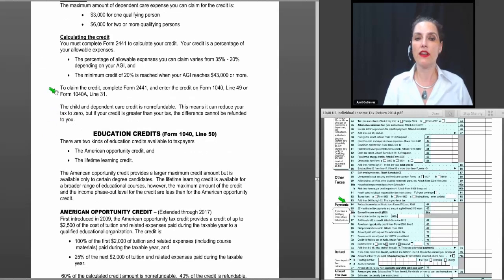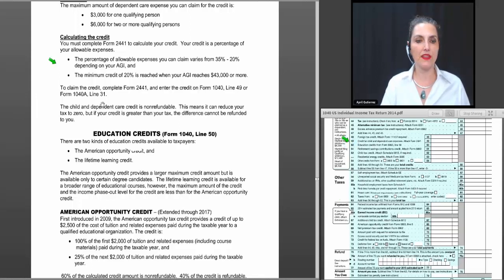To calculate the credit, complete Form 2441. Your credit is a percentage of your allowable expense. The percentage varies between 35% and 20% of your AGI, and the minimum amount of the credit is 20% when your AGI exceeds $43,000. To claim the credit, complete Form 2441 and then enter the credit on Form 1040, line 49.